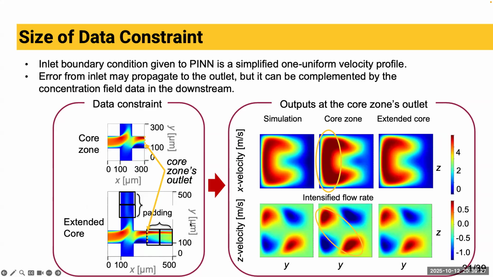Because we provided more data, intuitively, the PINN is supposed to perform better if the problem is very difficult. On the right side, we compare the PINN predictions for the core case and extended core case, and we compare these with the CFD simulation on the left. As you can see, the core case had an intensified flow rate, which is slightly off from the true field distribution. However, the extended core case provided a much better result.